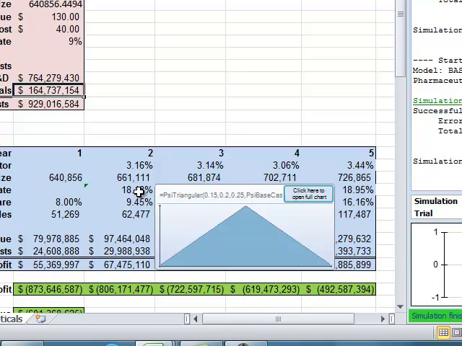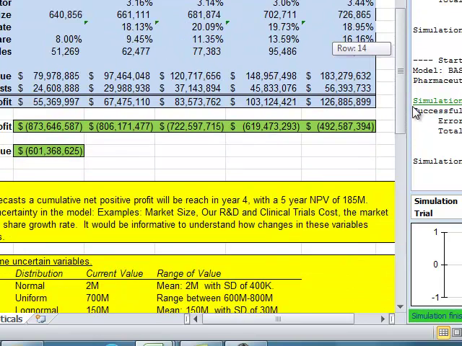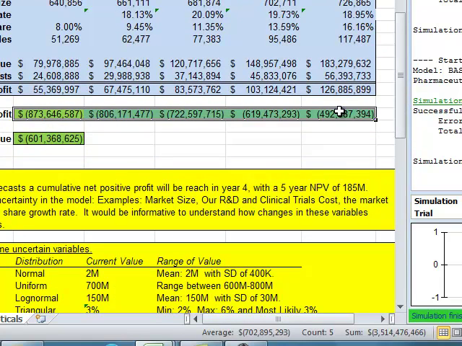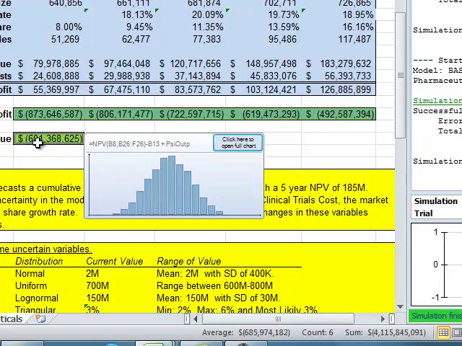So now that we've defined our uncertain variables, the next thing we have to do in the model is define what our output is we want it to be. Well, we want our output to be this cumulative net profit, and then I'm going to hit the control key, and our net present value.